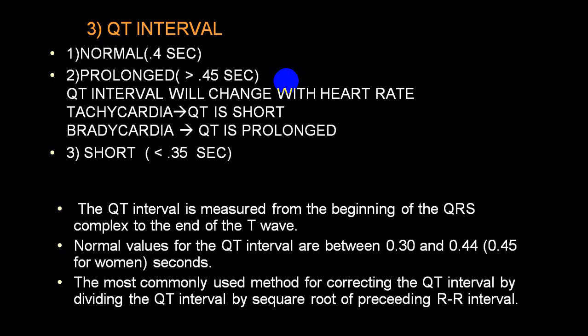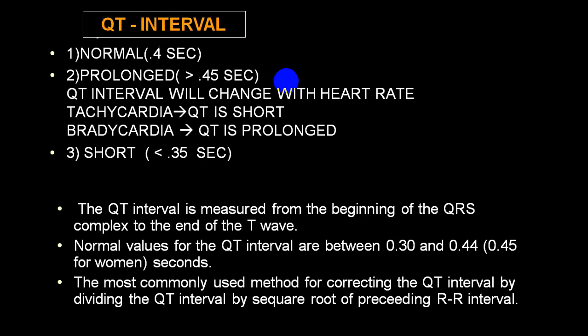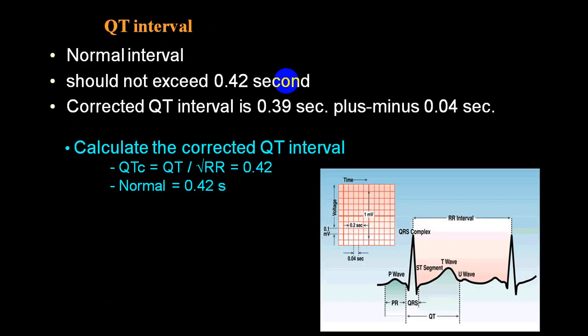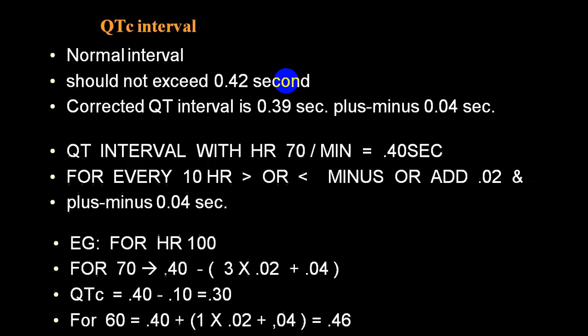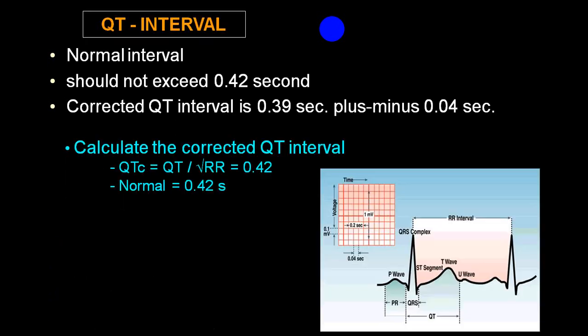Because of tachycardia, QT interval will become short, and during bradycardia, QT interval will be prolonged. So it will become difficult to adjust that. So you have to calculate corrected QT interval, we call it QTc. This is the formula for QTc: QTc is equal to QT interval divided by square root of RR. This is a little tough, so I'll give you a very simplified form. If the QT interval is half of RR or less than half of RR, we call that normal. And if QT interval is more than half of RR, we call it QT prolongation.